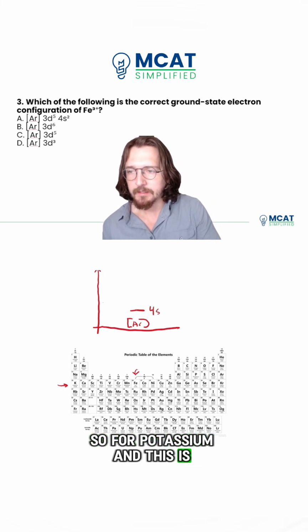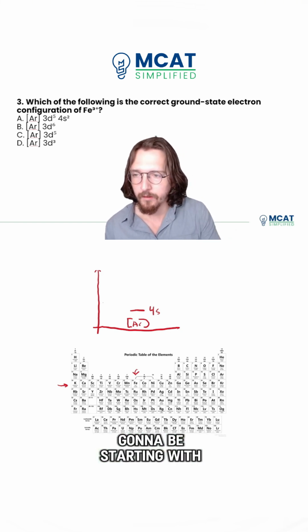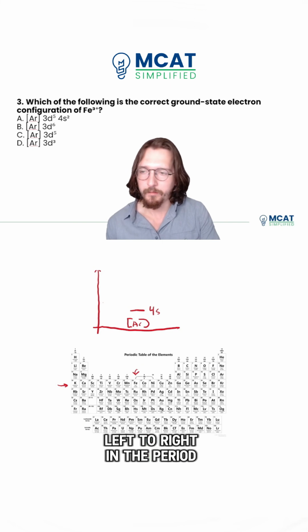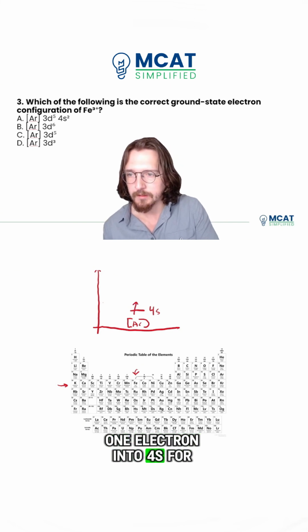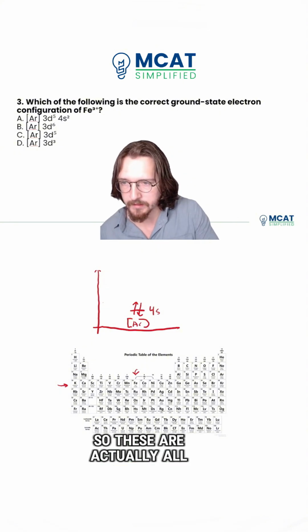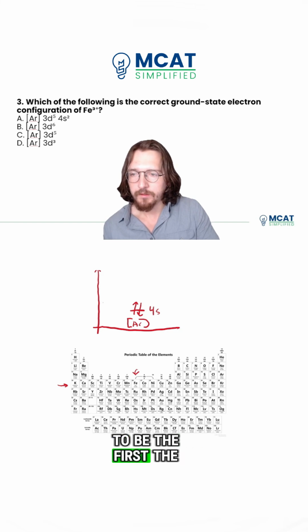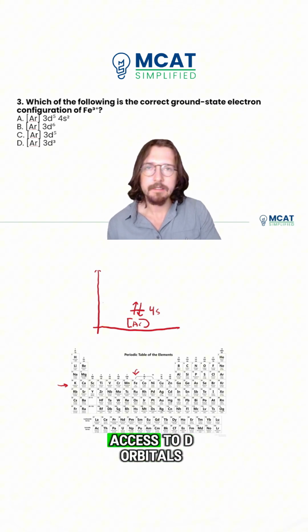This is how I like to do it: once I establish which shell we're starting with, we just go left to right in the period. So potassium, you put 1 electron into 4s. For calcium, you put another electron into 4s. And then we get into these elements, which are actually all transition metals. This is the first period, period 4, where you have access to d orbitals.